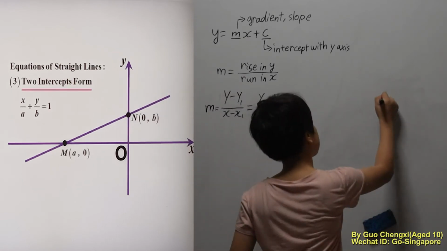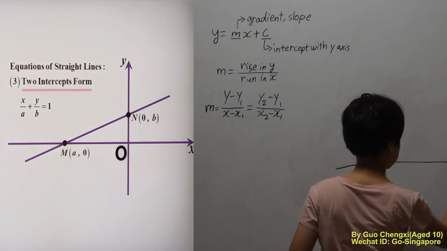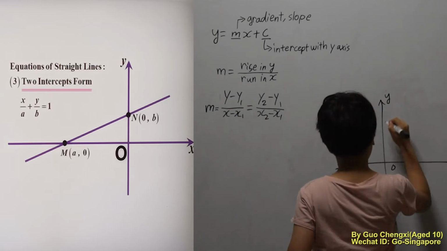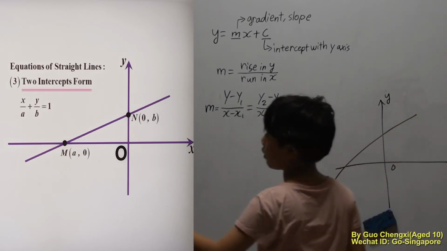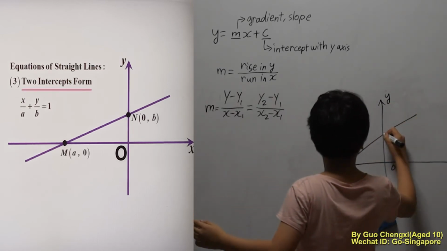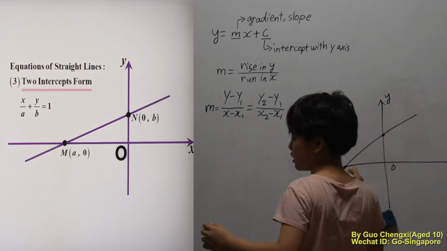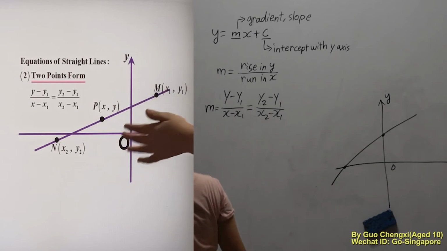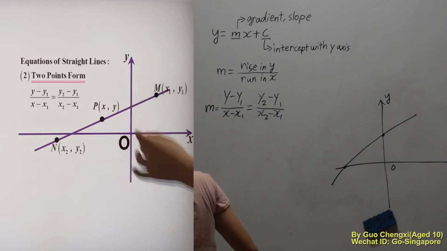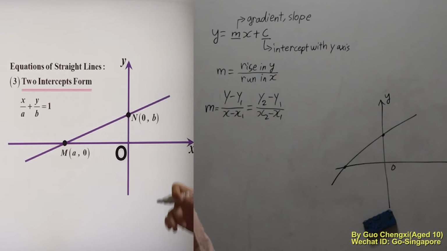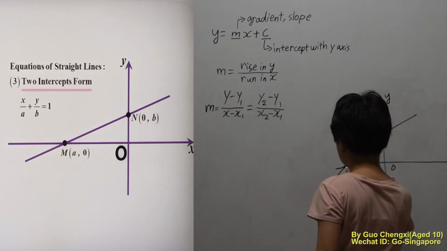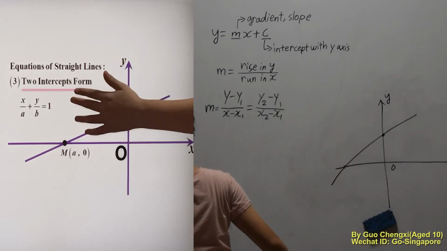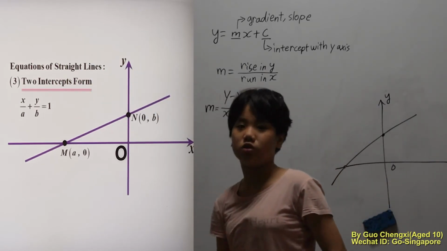But there's one thing special about these two points. So x and y. But what's so special about these two points that I'm mentioning? The special thing about these two points isn't like the one before. This one can be anywhere on this line, okay? But for this one, it is saying that these two must be on the intercepts. This is why it is the two intercept, but just now it's just two points, okay?